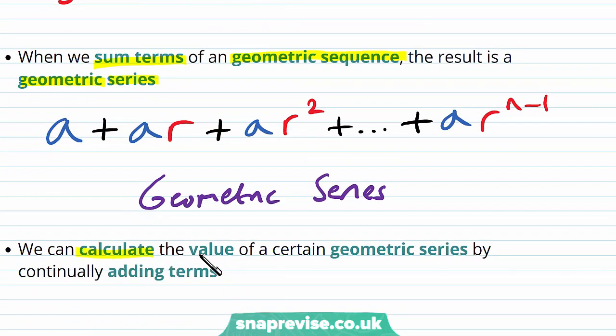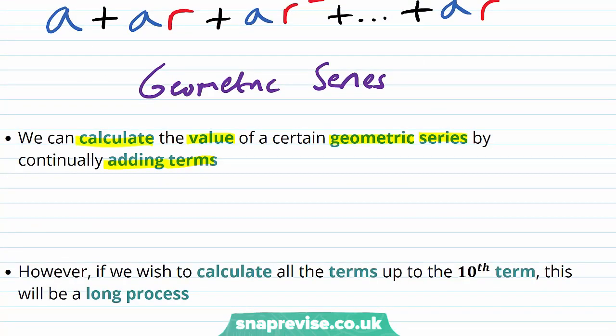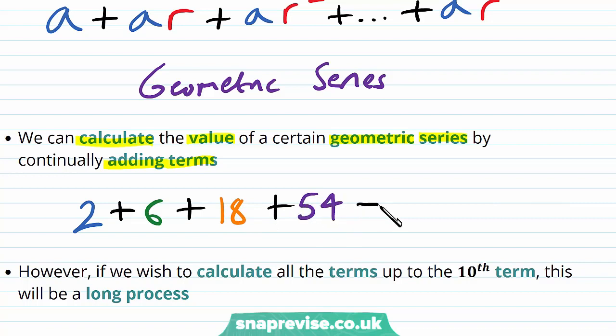Now, we can calculate the value of a certain geometric series by continually adding terms. So to work out 2 plus 6 plus 18 plus 54, we can just start by adding 2 plus 6, and this gives us 8. And then 8 plus 18 is 26. And then 26 plus 54 is 80.